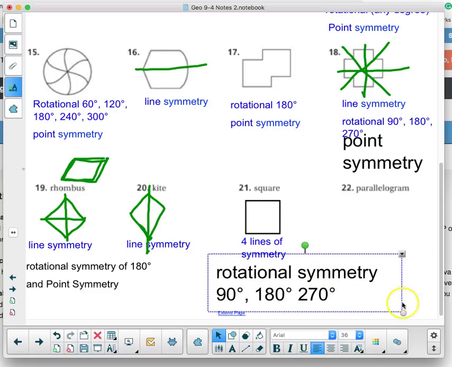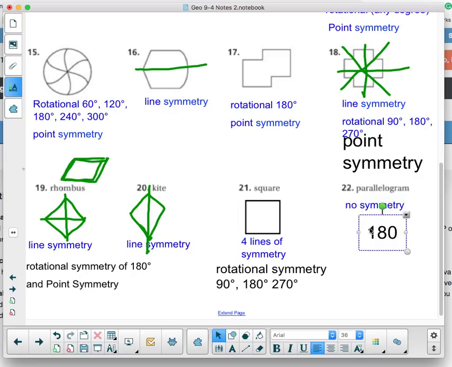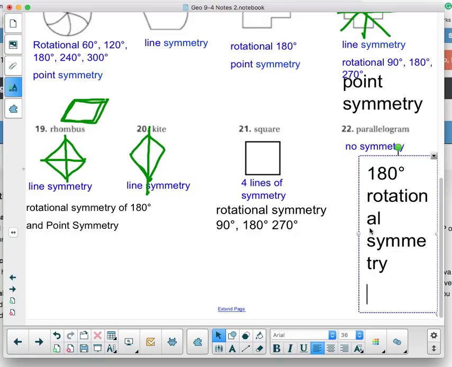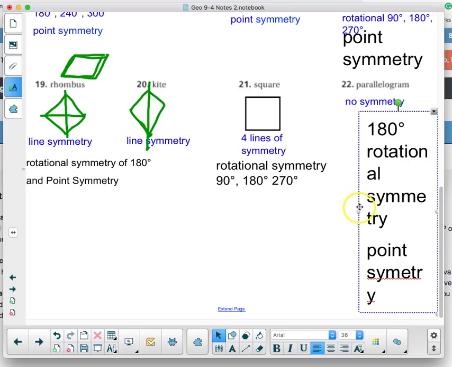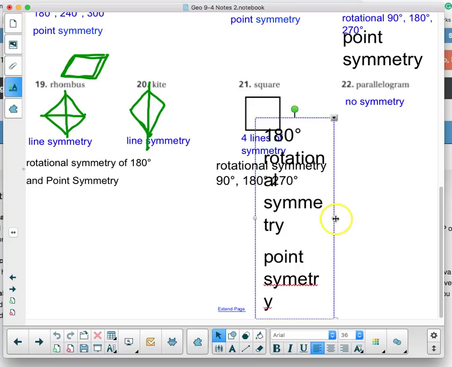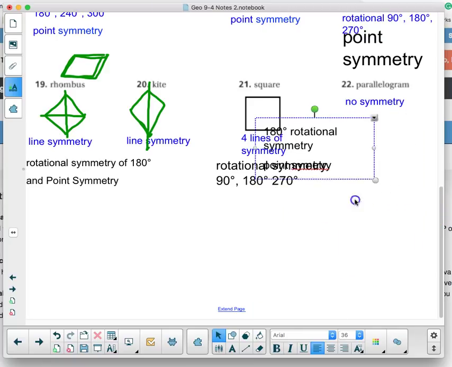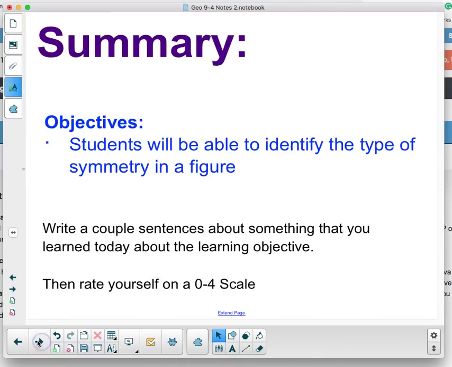Okay. And then my last one, the parallelogram. There won't be any line symmetry, no line symmetry, but there'll be 180 degree rotational symmetry. So therefore, point symmetry. And I just got to make this bigger. Not sure why it's not letting me make it bigger, but we'll figure that out right now. And we'll squeeze that down so I can put that in. 180 rotational symmetry and point symmetry. Okay. And that's it. That's what we've got.